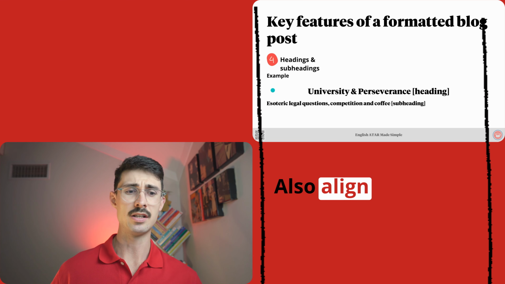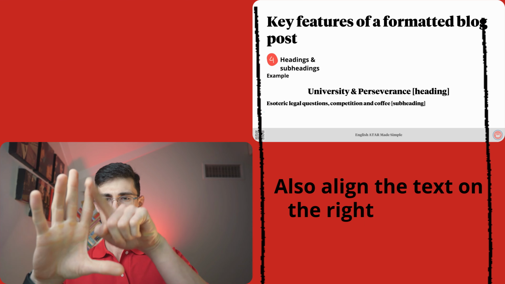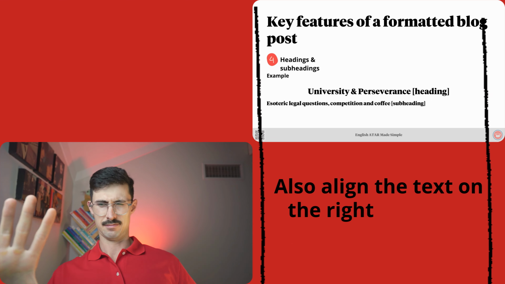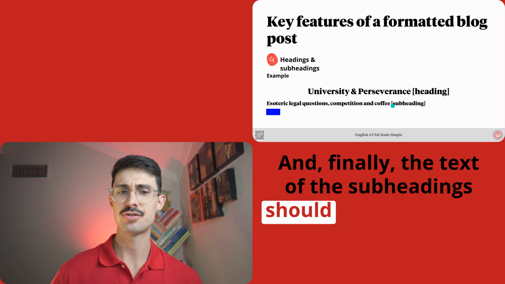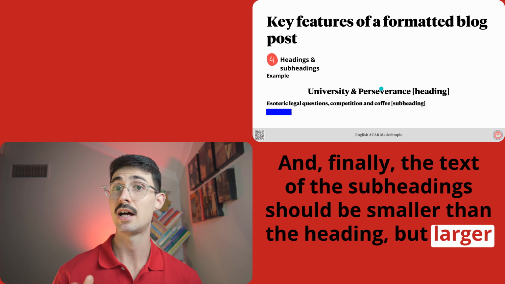Also, align the text on the left-hand side of the page. And finally, the text of the subheading should be smaller than the heading, but larger than the body text.